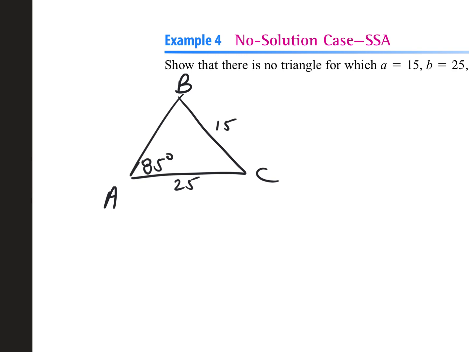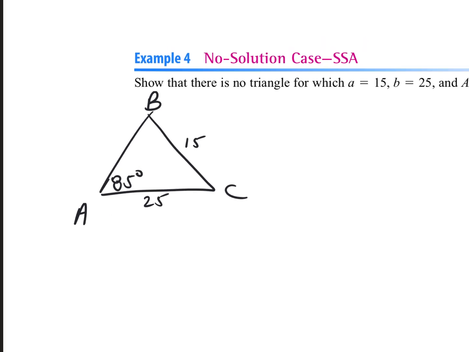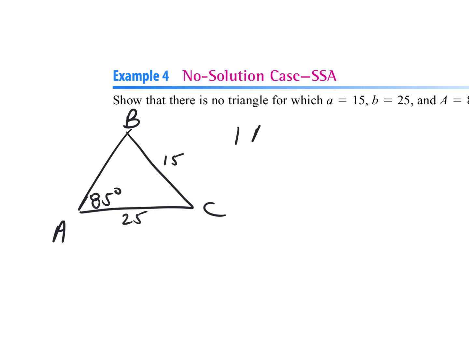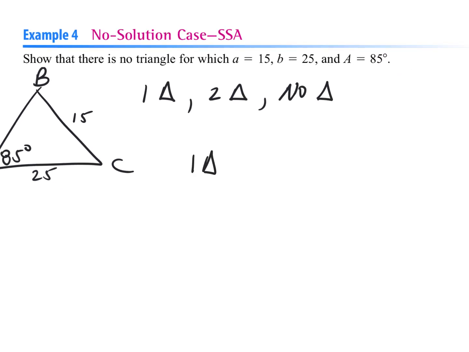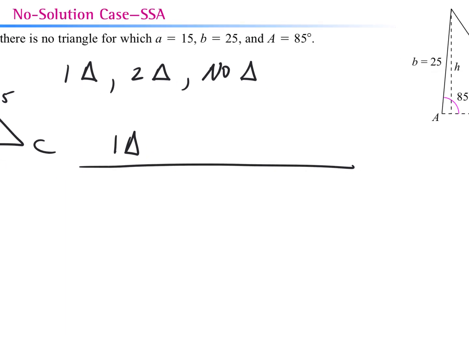Did they give me two angles that I can just add together and subtract from 180? No. If they did, then we'd know, oh, it's only one triangle. They gave me two sides and an angle. So it could be one triangle, could be two triangles, could be no triangles. So let's figure out what this case is. So go ahead and get it set up. We're always going to assume in this case that there's two.